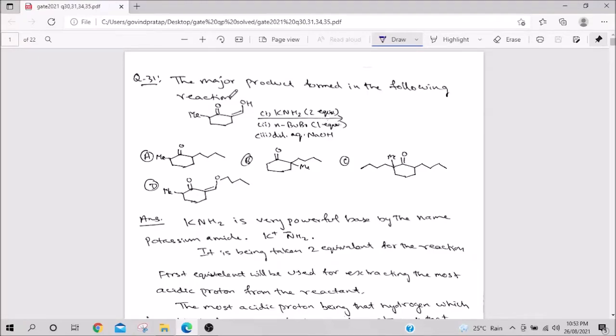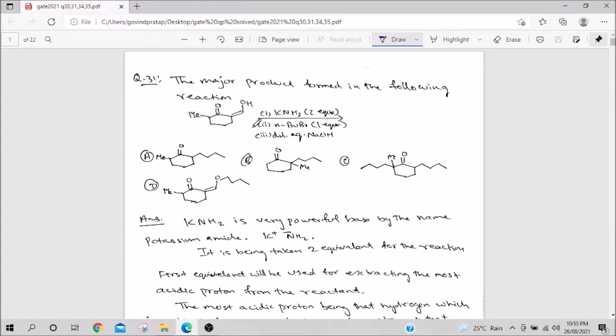So, in this lecture, I will be solving GATE question paper of 2021, question number 31, 32, 34 and 35. Okay. So, let us start. The first question is: the major product formed in the following reaction.